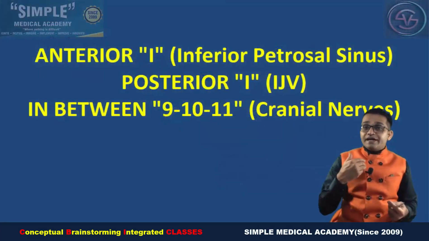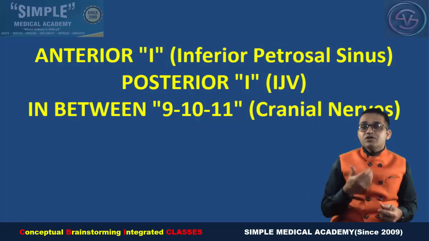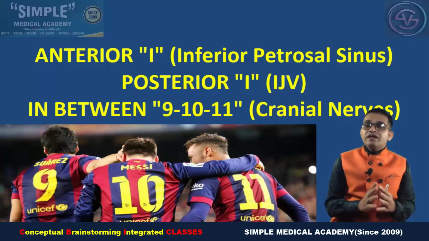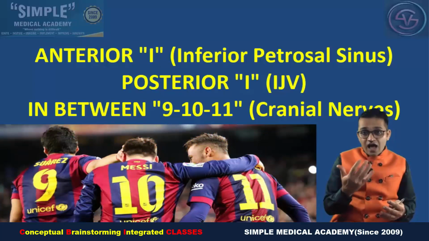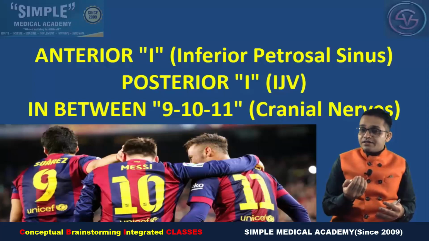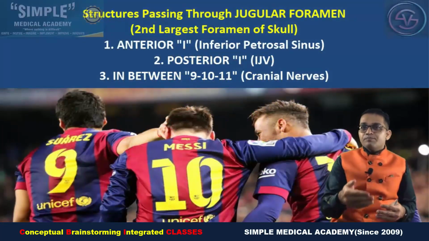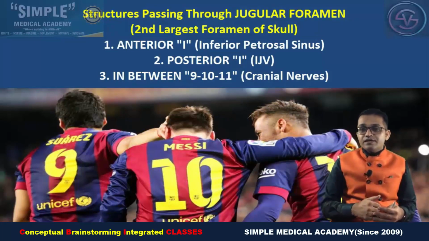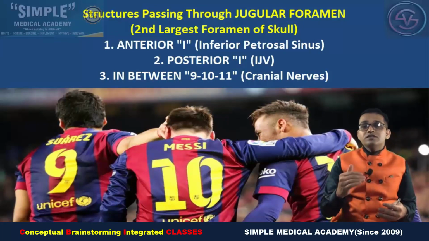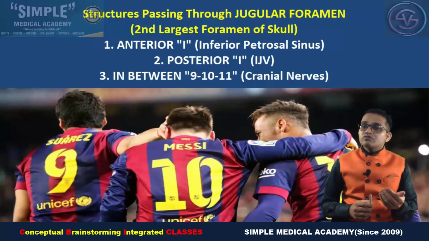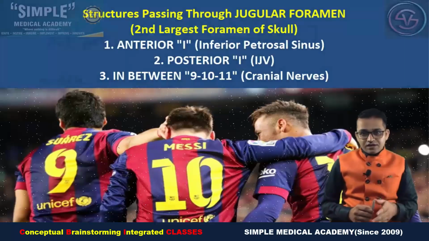So how can you remember? Anterior I: inferior petrosal sinus; posterior I: internal jugular vein; and in between, the 9th, 10th, 11th cranial nerves. In Hindi you can remember a poem: आगे आई पीछे आई बीच में 9, 10, 11. आगे आई इंफीरियर पेट्रोजल साइनस, पीछे आई इंटरनल जुगुलर वेन और बीच में 9, 10, 11, 9th, 10th, 11th cranial nerve. So these are the details about the internal jugular vein. Now we are going to talk about the next cranial nerve, that is the 12th cranial nerve.